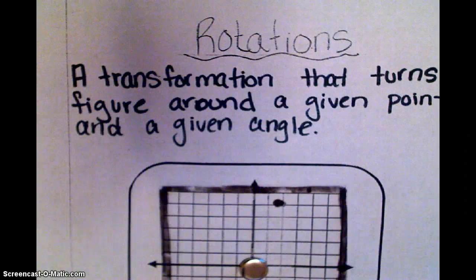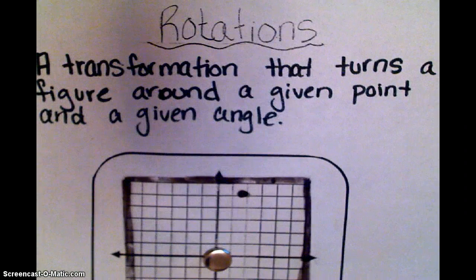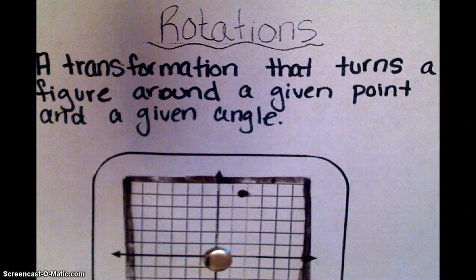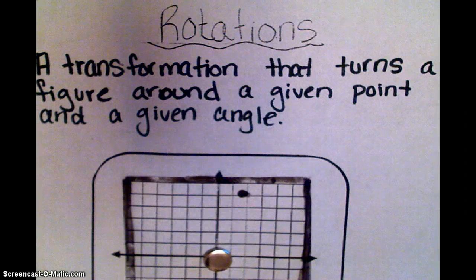Remember, a rotation is a transformation that turns a figure around a given point and a given angle. Why don't you take time to write down this definition, and then we'll go into details a little bit more. So once again, rotations are transformations that turn a figure around a given point and a given angle.